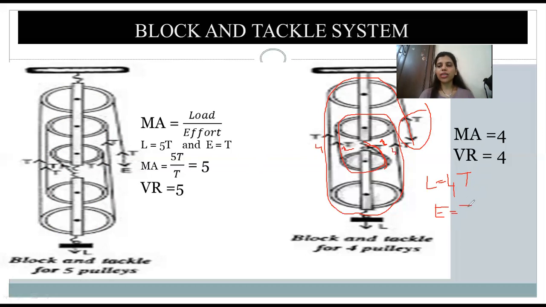So when you take the ratio, MA is equal to load upon effort, so you will get MA is equal to 4T upon T, T gets cancelled, and MA is equal to 4. So I hope children till here it's clear.